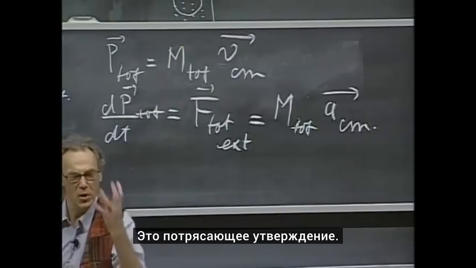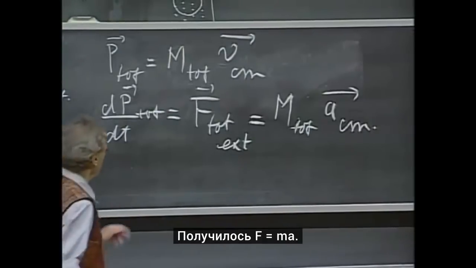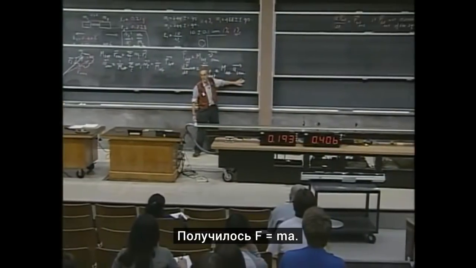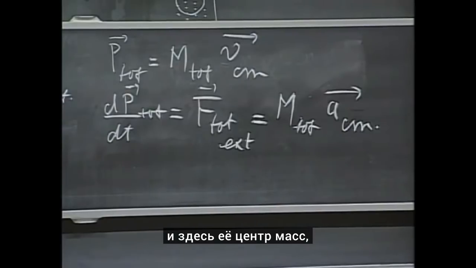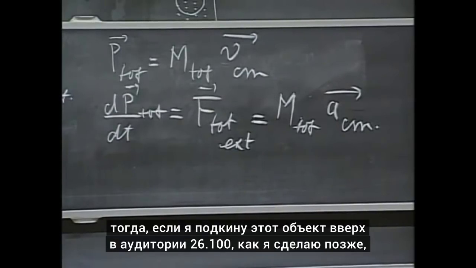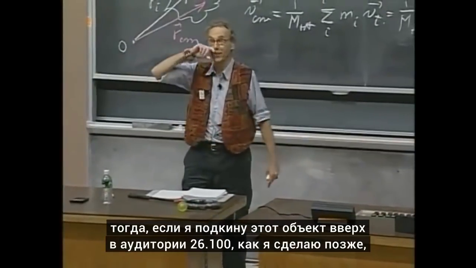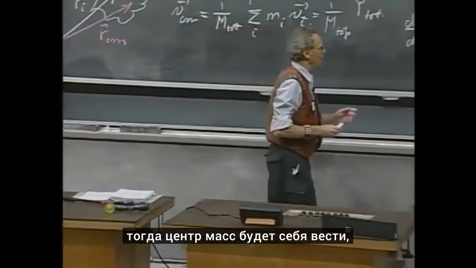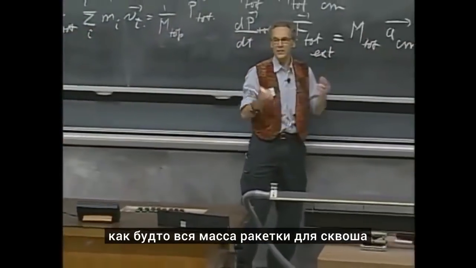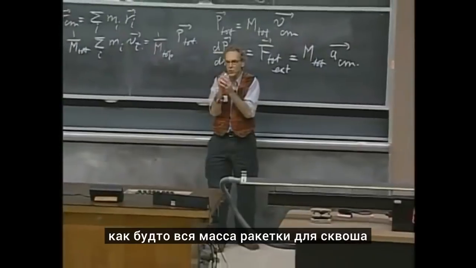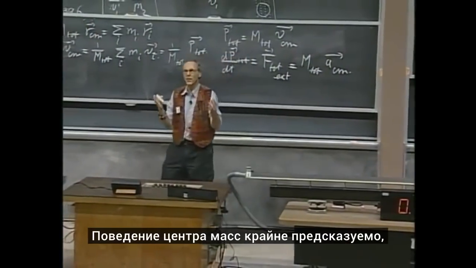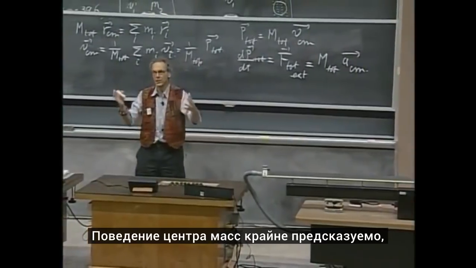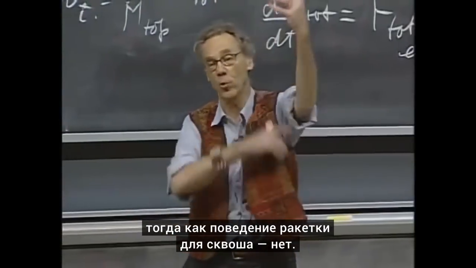And look at this. This is really an amazing statement. This says F equals ma. But if I have here this squash racket, and here is the center of mass, then if I throw this object up in 26.100, as I will do later, then the center of mass behaves as if all the mass of the entire squash racket was right at that center of mass. So the behavior of the center of mass is extremely predictable, whereas the behavior of the squash racket is not.